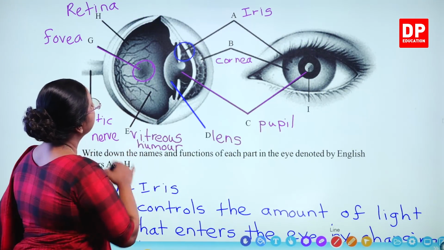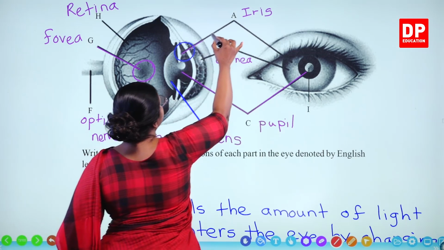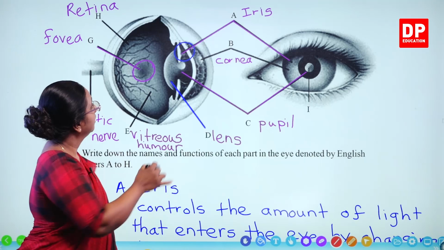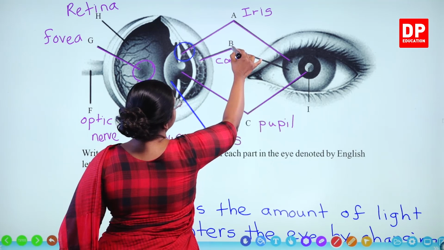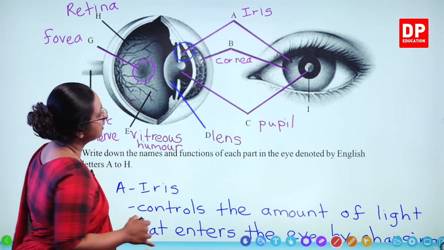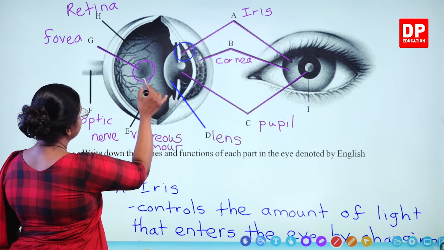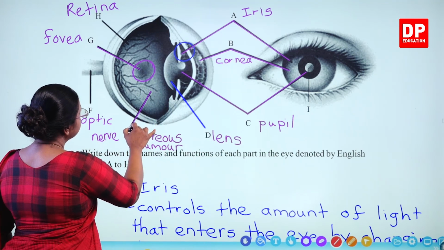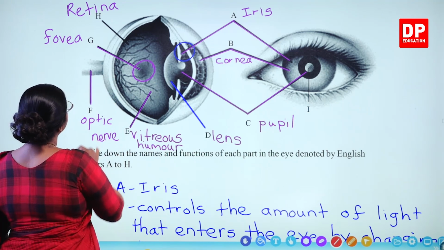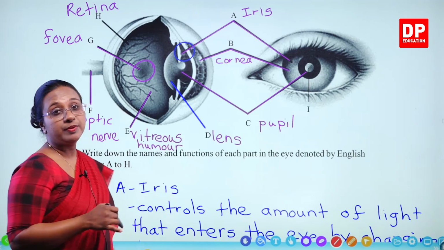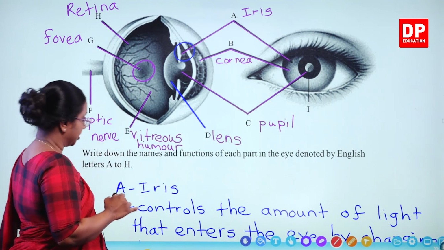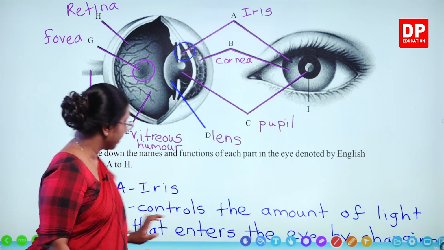So here we identified A as iris. You were able to identify that. And what is B? B is the cornea. Can you see the cornea here, the darker region? Then we have C, the pupil. Then D is the lens. E is the vitreous humor. And then F is the optic nerve. G is fovea or yellow spot. And this part is the retina, H. So I'll quickly go through the functions as well.